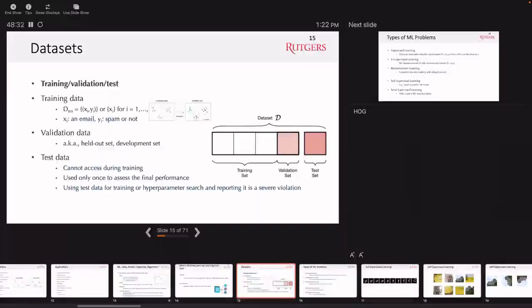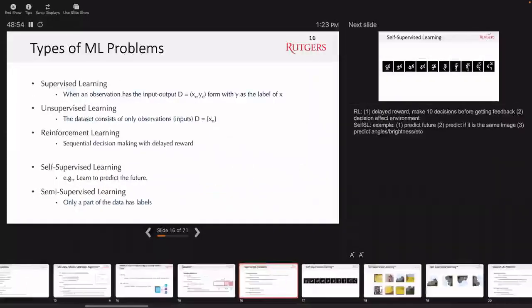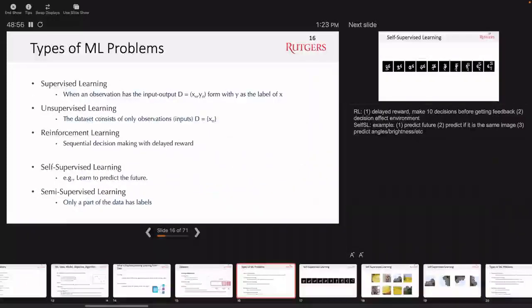So this is the data set protocol. This is the most basic protocol for machine learning, and when you're doing your homework or even developing your final project, usually you will need to follow this protocol. Okay. And next, I'm going to briefly talk about different types of machine learning problems.